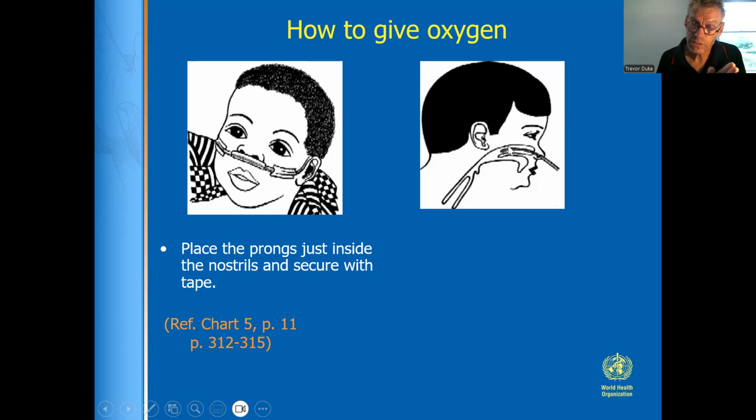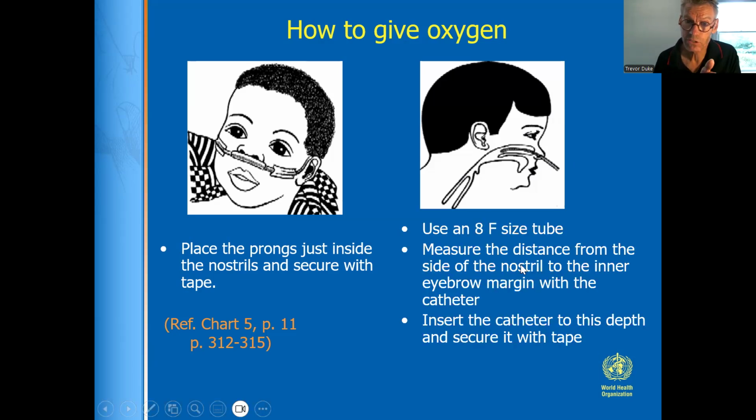If you're using a nasal catheter, the measurement is between the tip of the nostril and the inner surface of the eyebrow, and that tells you how far to insert the nasal catheter. Measure the distance from the side of the nostril to the inner eyebrow margin with the catheter, and then insert the catheter to that depth, and then add some tape.